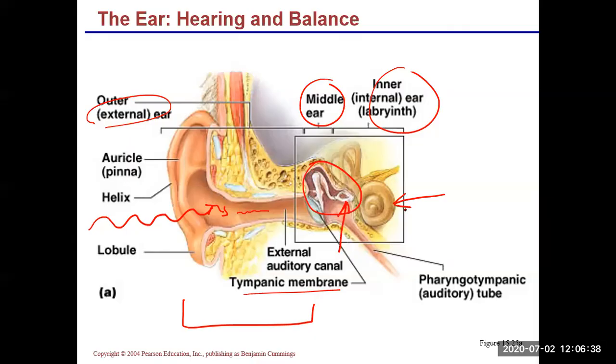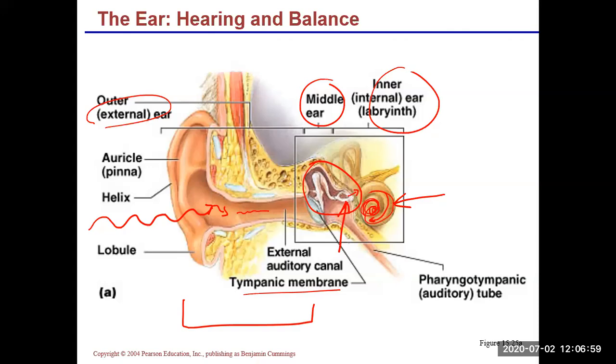It looks like the shell of a snail. And there is some fluid in here. As a result of this movement, the fluid is going to run in here and hit the apex, and again there are other chambers in there. It's going to go backwards and then hit the round window.